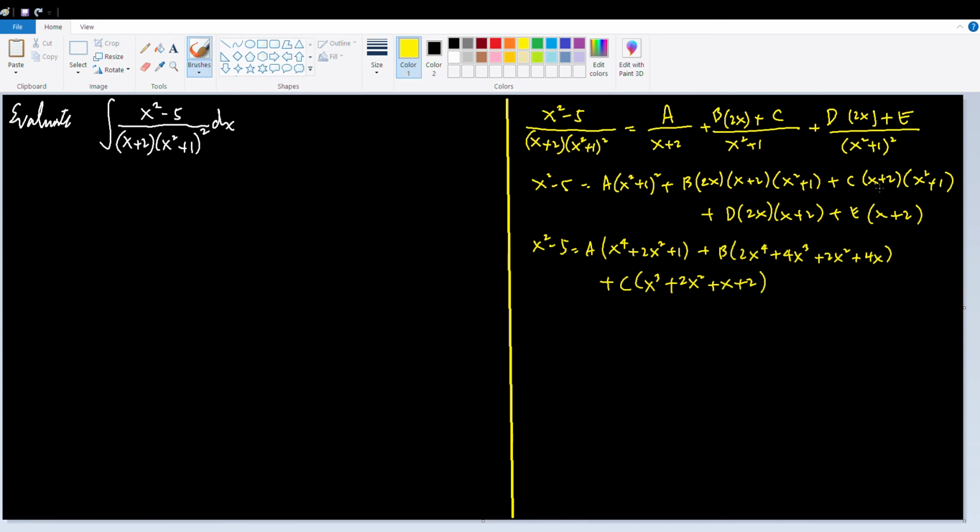Okay. Then plus d times 2x squared plus 4x. Okay. Plus e times x plus 2. So let us compare coefficients.